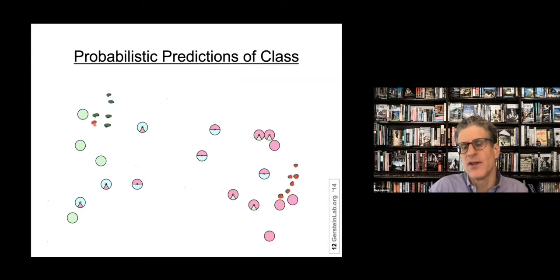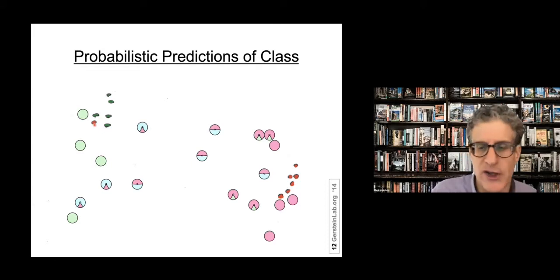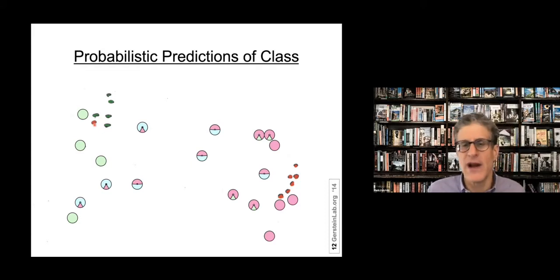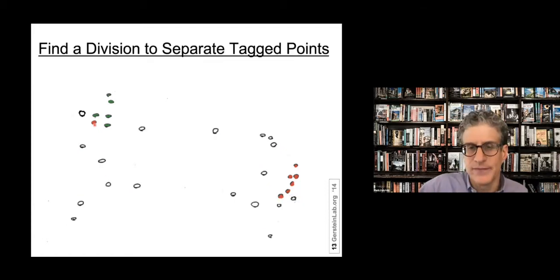And of course, that would be one extreme. We could also just make some statistical probabilistic prediction of how likely you are to have a particular class based on your relative position on that dividing plane, or some other characteristics.